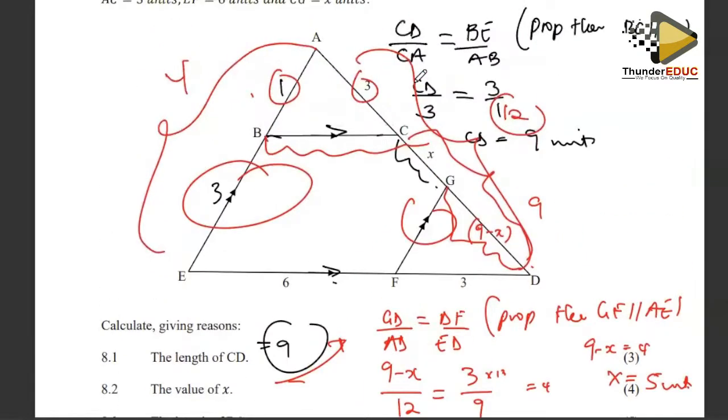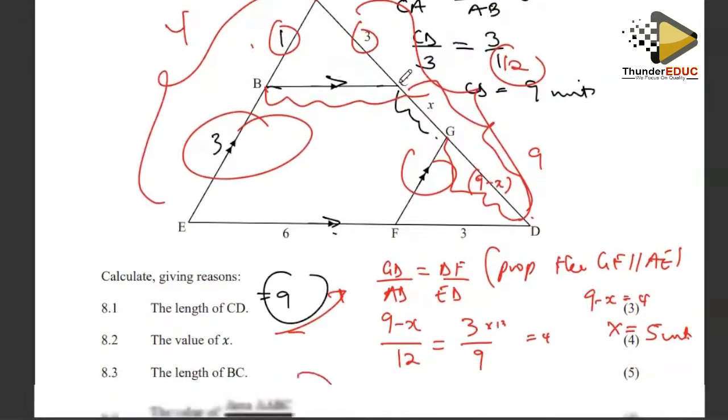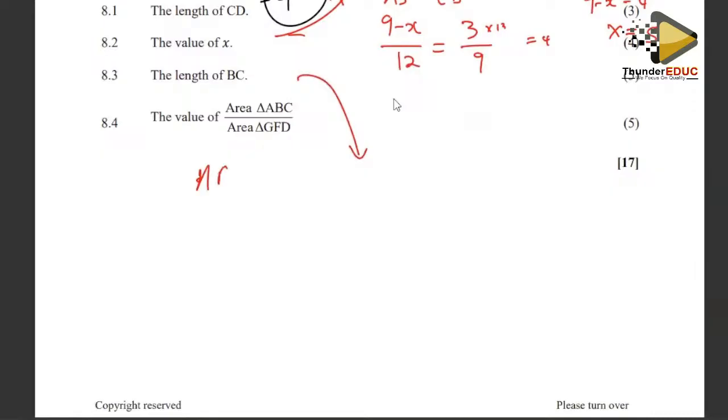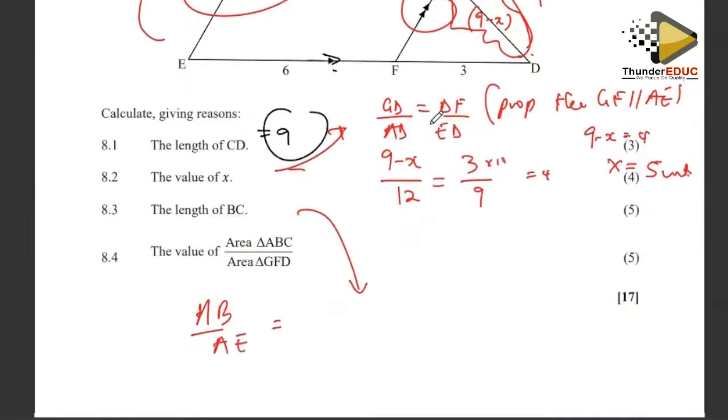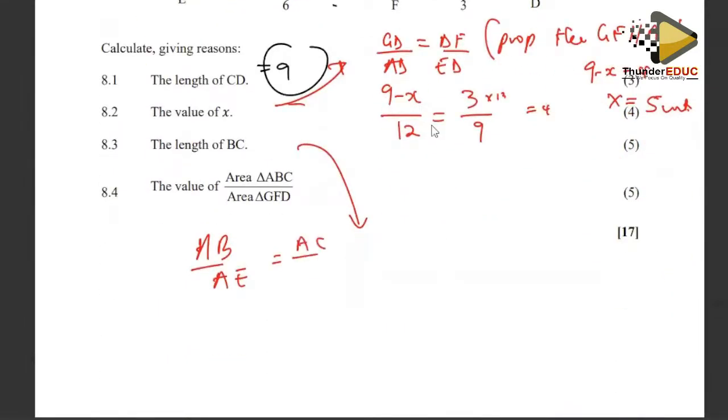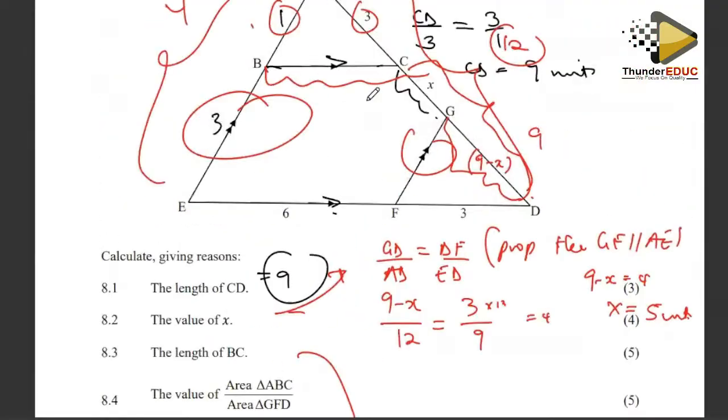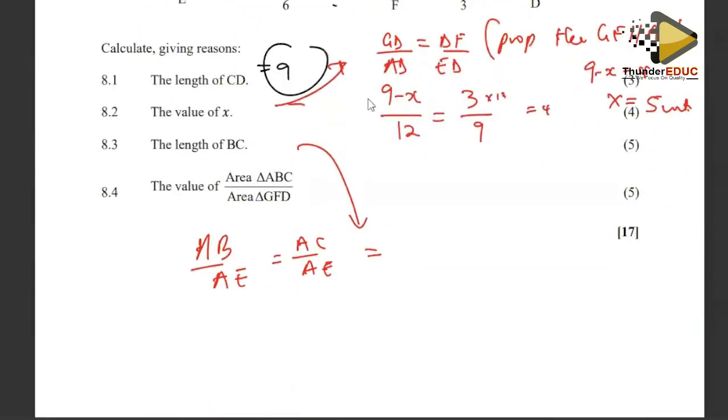So we can say that AB over AE is equivalent to AC over AD, which must also be the same as BC over ED. This is going to be sides in proportion because the triangles are similar. So that is one approach.